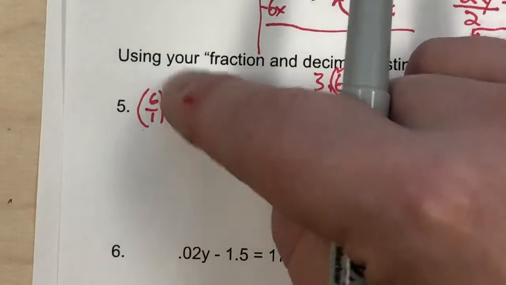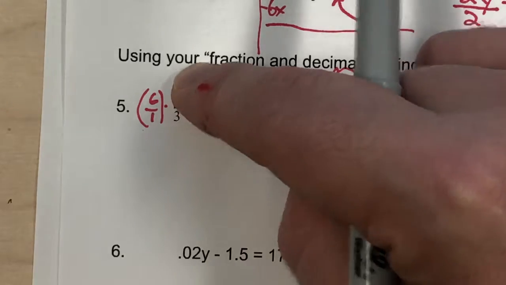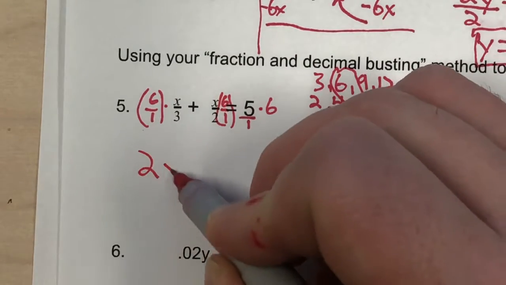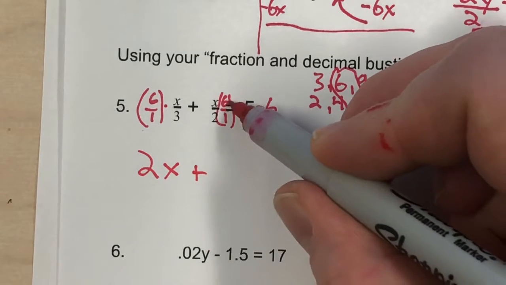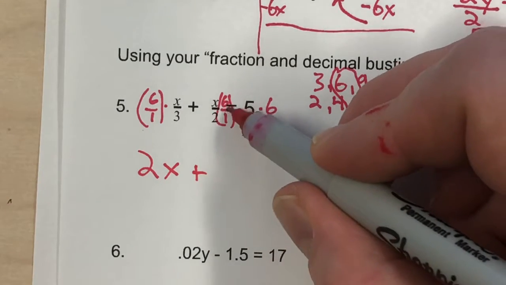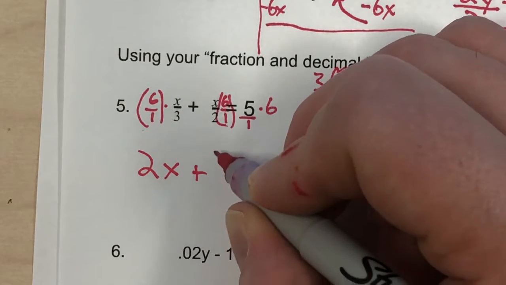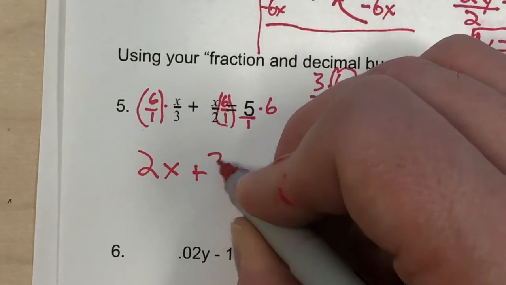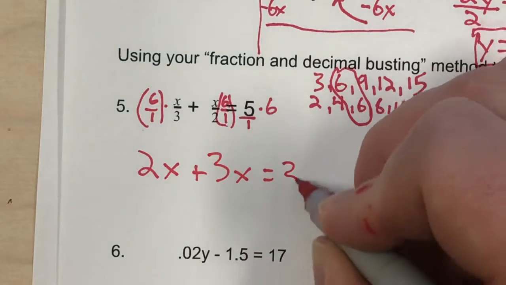All right, well, 6 times x on top is just 6x, and 1 times 3 is 3. So really, I have kind of like a 6 divided by 3, and 6 divided by 3 is 2, but I have to put that x next to it. And then I'm adding, we have 6 times x, which is 6x, divided by 2 again. So that's going to be 3, right? And we can't forget about that x next to it. And then 5 times 6 is 30.